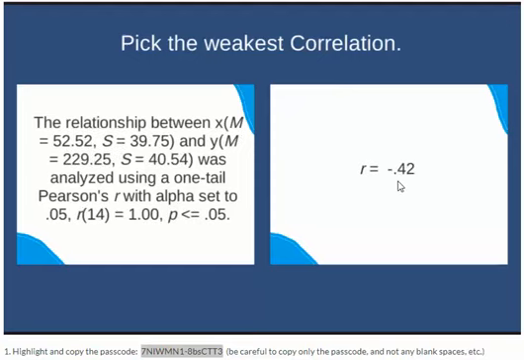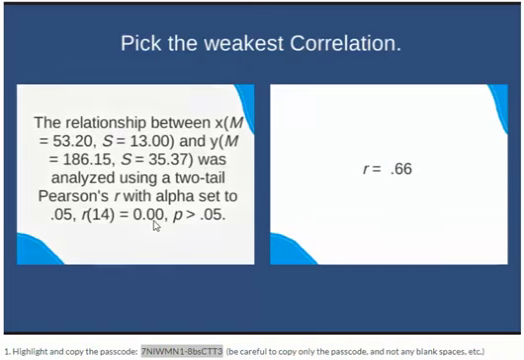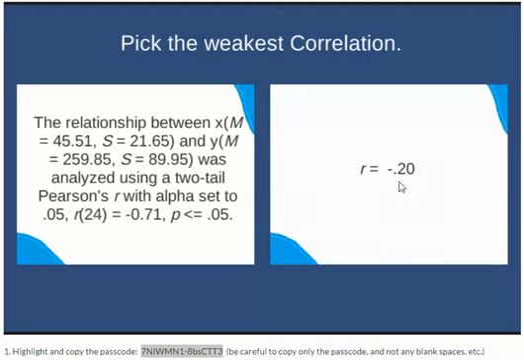Correlation of 0 is always going to be the weakest. Correlation of 1 would always be the strongest, so I'm not going to click on that. I'm going to click on the weaker correlation. And so as I go through this, 0.69 versus 0.06, I'm just clicking on whichever one is the weakest correlation.